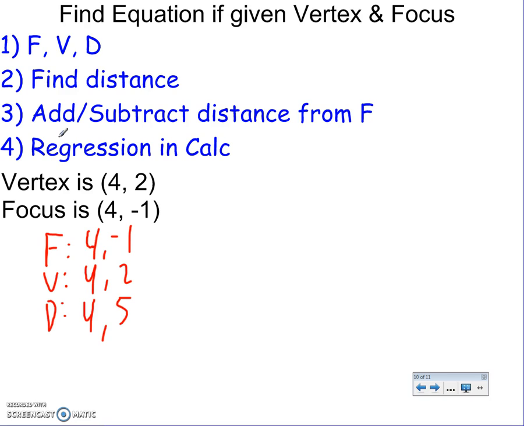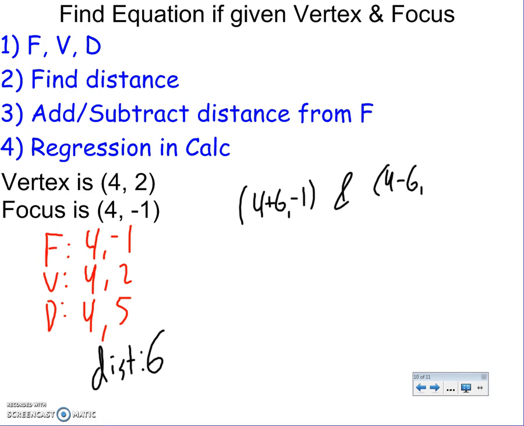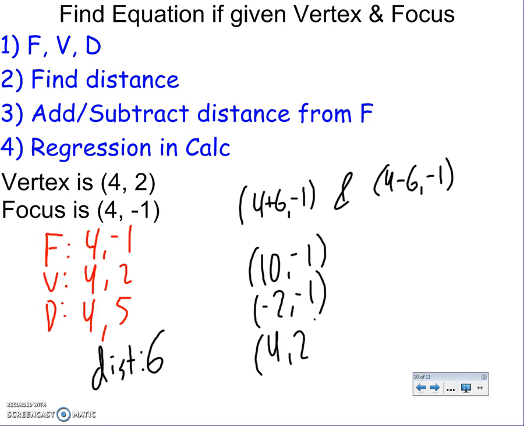Once you do that, you're going to find the distance from F to D. You just subtract them, or you notice I went 3 and 3. The total distance is 6. That distance you add to F. So it'll be 4 plus 6, leave y alone, and 4 minus 6, leave y alone. That gives me 10, negative 1, my first point. The second one turns into negative 2, negative 1. That's my second point. And the last thing is use the vertex. Those three things, you do regression on the calculator. So stat, edit, stat calc 5, get your equation, and you're done.